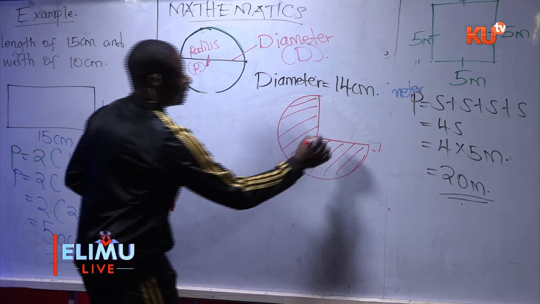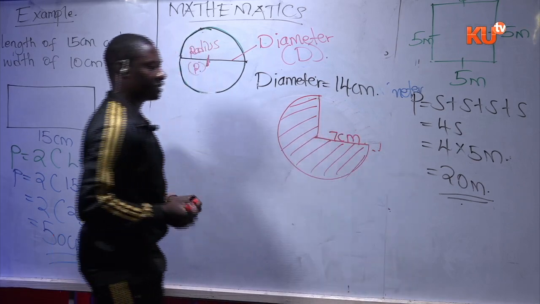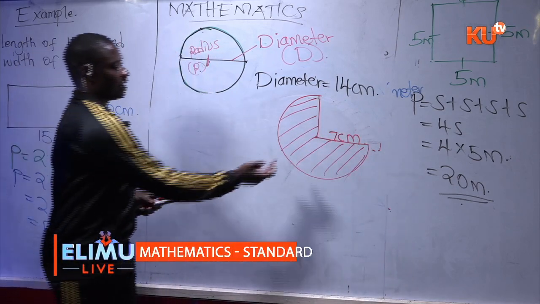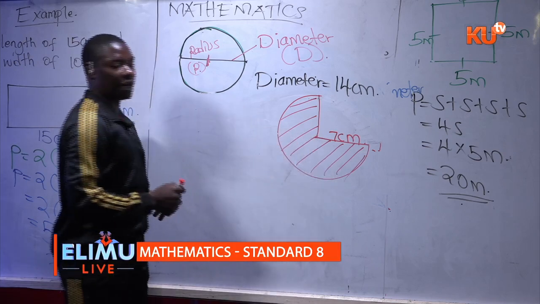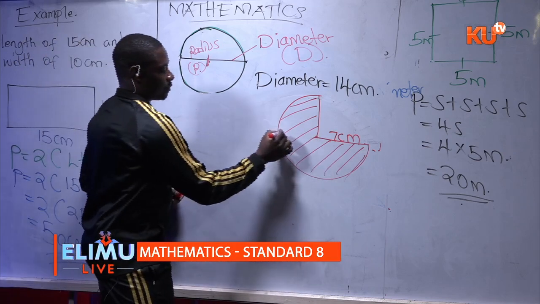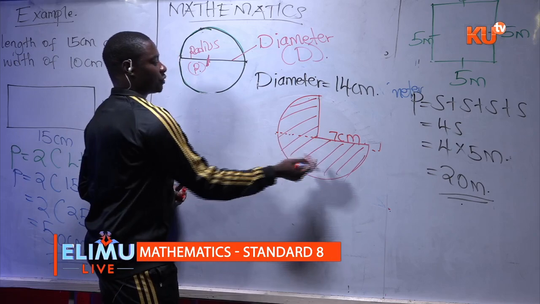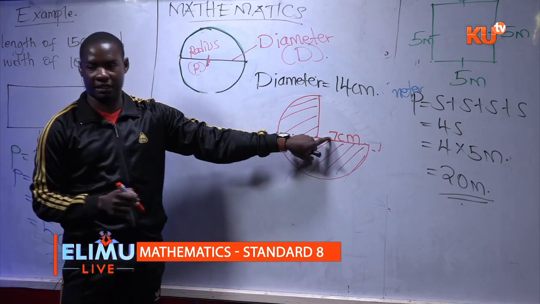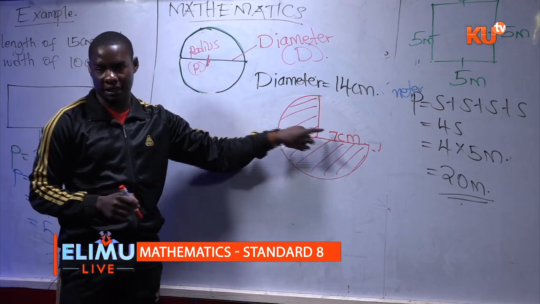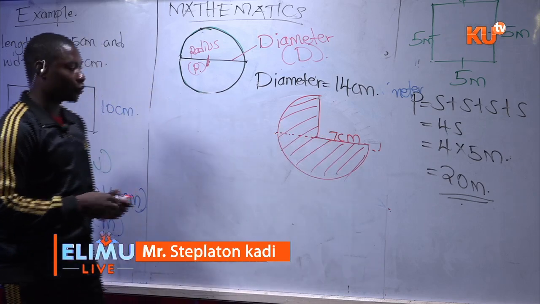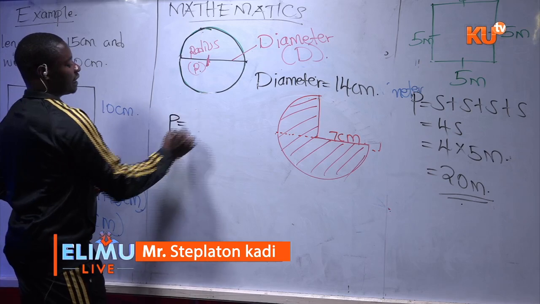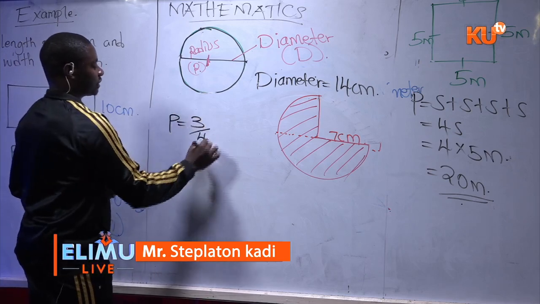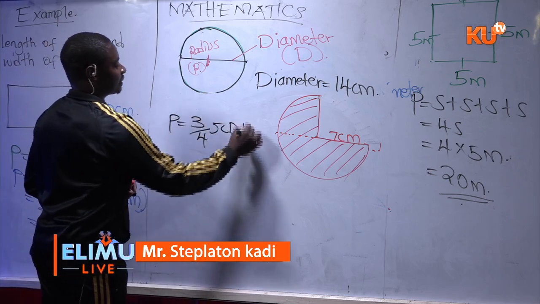So we can have 7 centimeters because that is the radius. If we have an extension, this will now make the diameter. Remember, diameter has to reach up to the end. So this is 7, that is 7. So we are having radius at 7 centimeters. But our formula requires us to use diameter. So formula, perimeter is 3/4 pi d plus d.